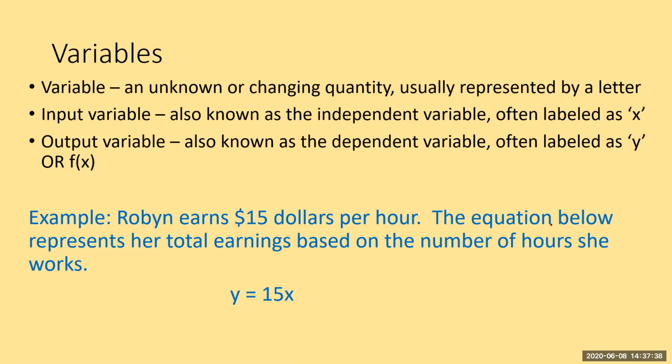So the input variable can also be known as the independent variable. Those are just two different names for the same thing. And oftentimes they're labeled as X. So oftentimes we use the letter X to represent our input in math. And then the output variable is also known as the dependent variable. And it is often labeled as Y, or you might see it labeled in this way. So you might see it labeled as f of x. That's how we would read that. So we would say f of x, and it's really just short for a function of x.